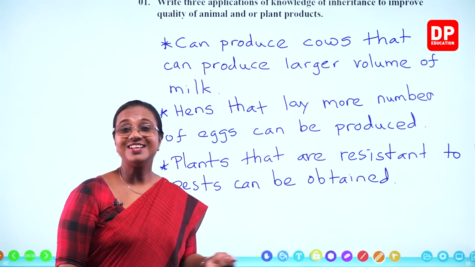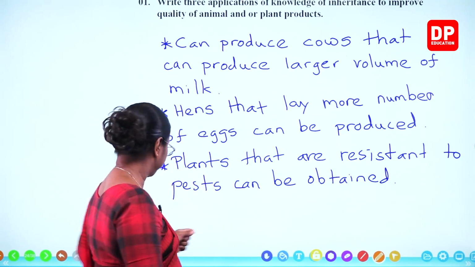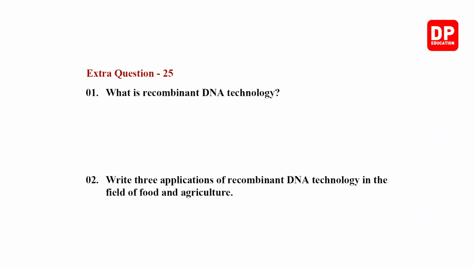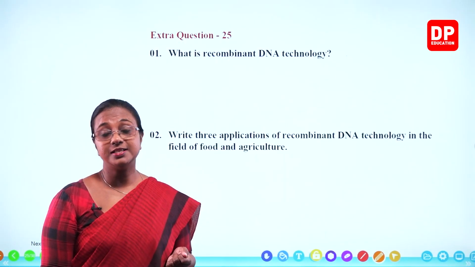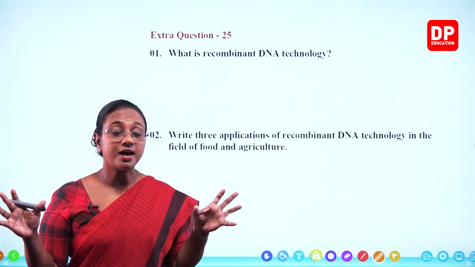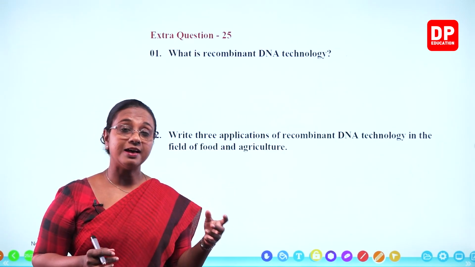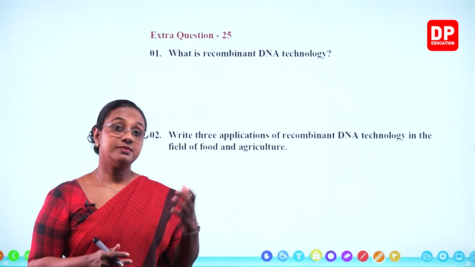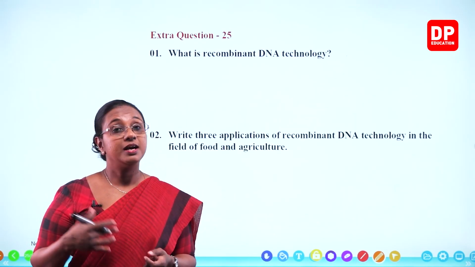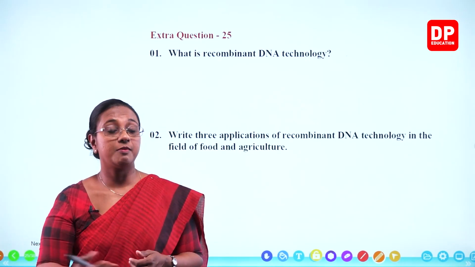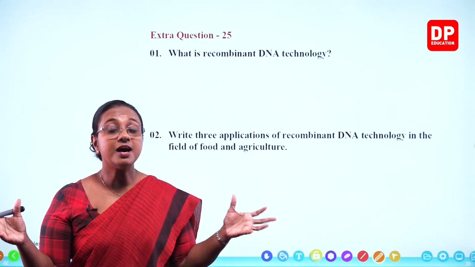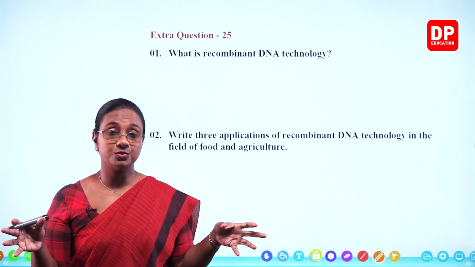So with that, students, I'll move on to the next question. Extra question 25. The first one, what is recombinant DNA technology? Now, there are different sources that have DNA molecules. Say a DNA from a man, a DNA from a bacteria, or DNA from a cow and a DNA from a bacteria. These are DNA molecules of different sources.